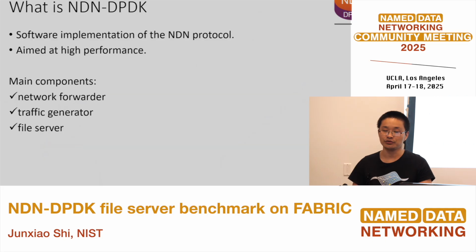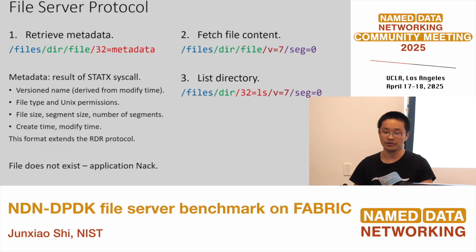This is a brief introduction of the NDN-DPDK file server protocol. It's pretty simple, has only 3 operations, and they all follow the NDN naming convention. To get a file, first you should retrieve its metadata. The metadata is identified by the metadata keyword name component. And the payload of the metadata is the result of the StatX system call.